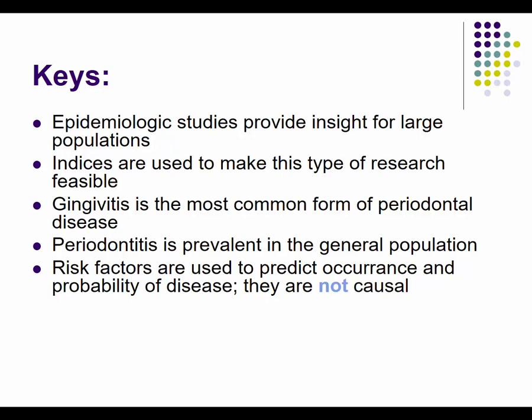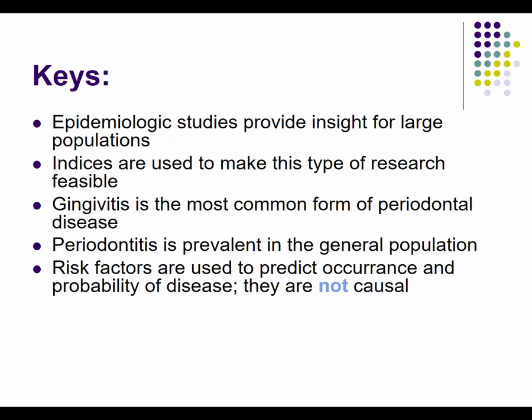Periodontitis is prevalent in the population. If about half of adults have perio, that's prevalent, right? And risk factors are used to predict occurrence and probability of disease. They're not causal. So not every smoker is going to have perio. Most smokers will have perio, but not every single one. That has to do with host response and how that person's individual combination of factors is coming together around disease. So risk factors can help us predict disease, but they're not necessarily causative.